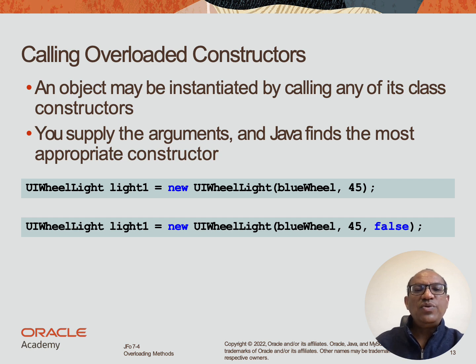Now we can write UIWheelLight light1 = new UIWheelLight(blueWheel, 45), or UIWheelLight light2 = new UIWheelLight(blueWheel, 90, true). Java figures out which version to use based on the arguments we provide.